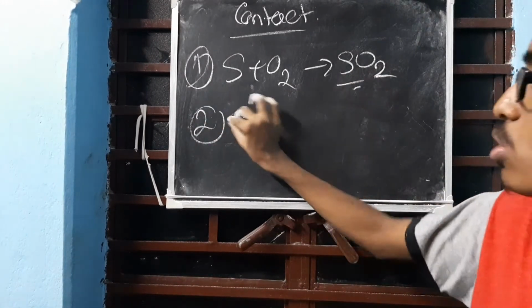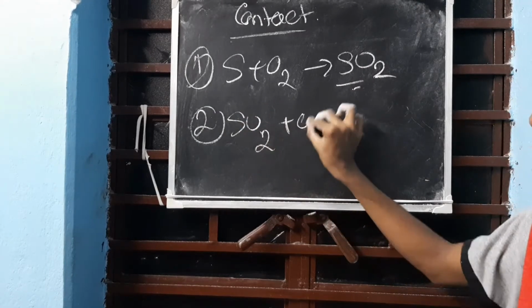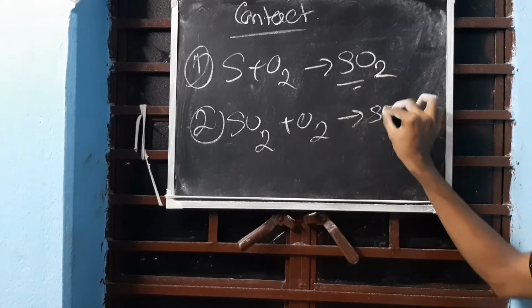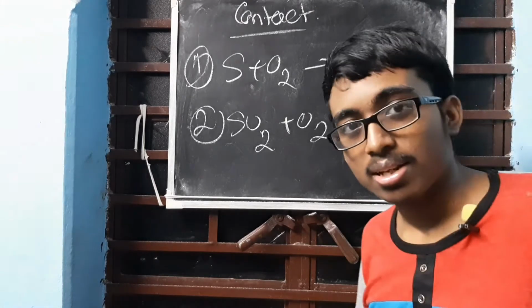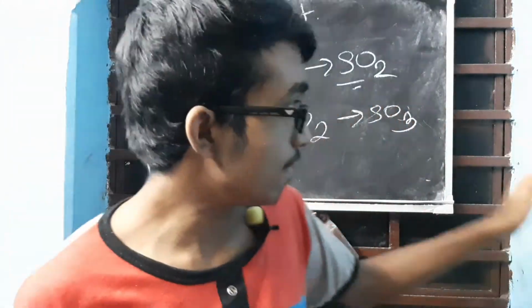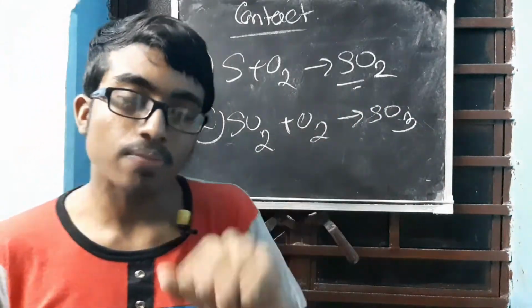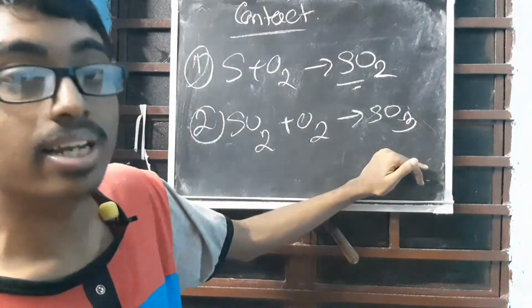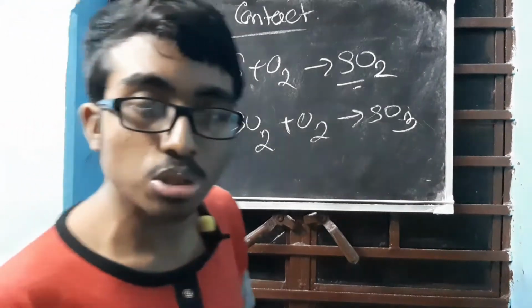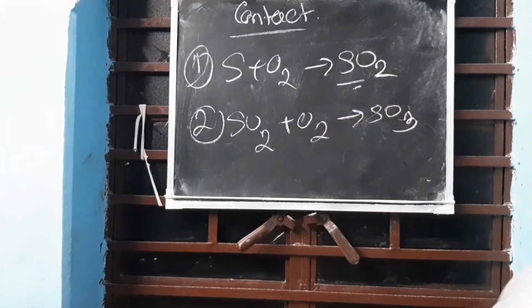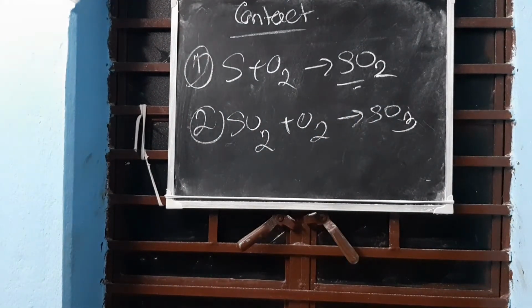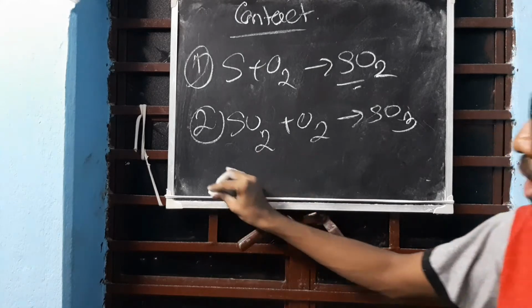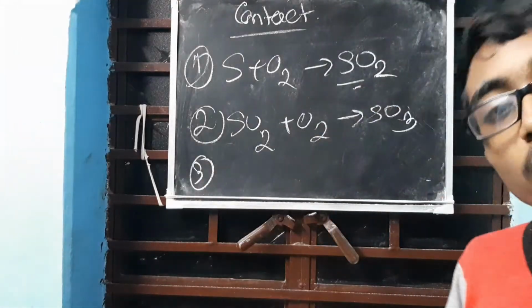unstable SO2 will oxidize it to trioxide. We need sulfuric acid. Is the acid anhydride sulfur dioxide? No, it will form sulfurous acid. We do not want sulfurous acid, we want sulfuric acid. The acid anhydride is SO3. We want SO3, that we have done now. Oxidation. Clear? The last step is where we will need H2SO4.